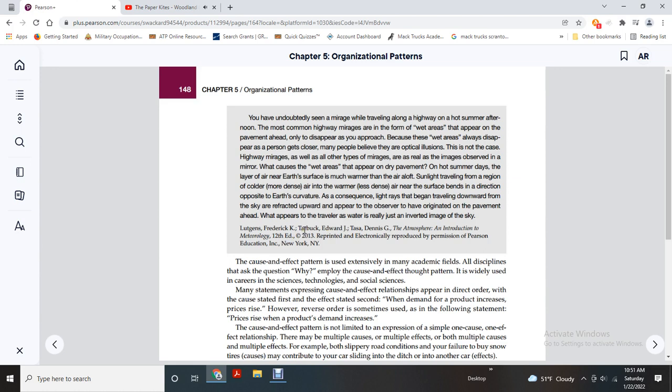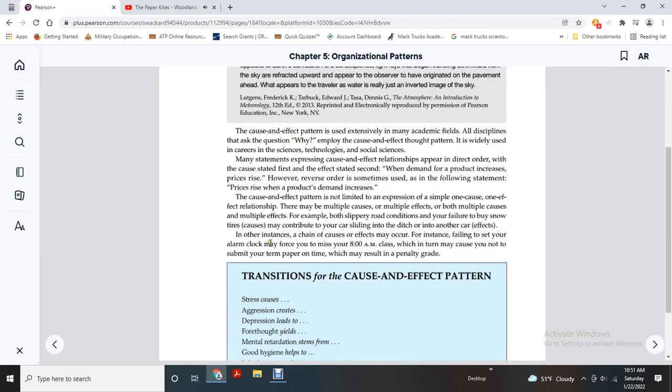That is from Lutgens, Frederick K., Tarbuck, Edward J., and Tasa, Dennis G., Atmosphere: An Introduction to Meteorology, 12th edition, 2013.